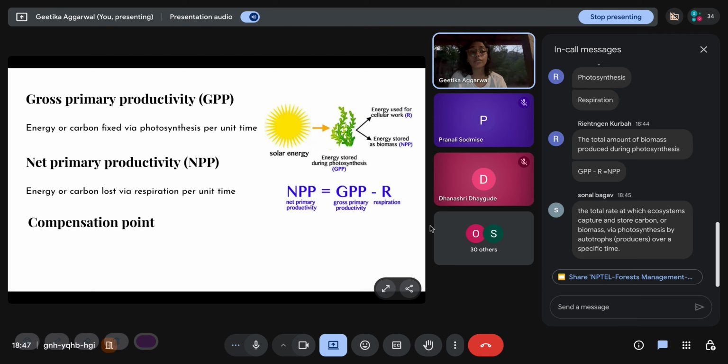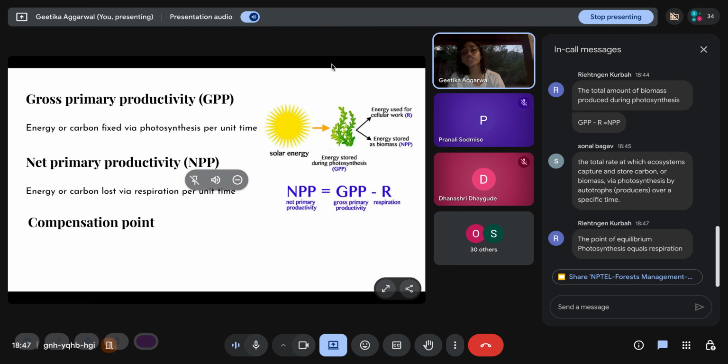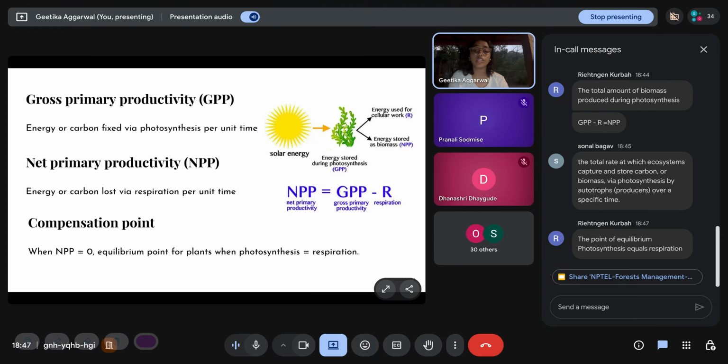So compensation point is the point of equilibrium when photosynthesis and respiration become equal to each other. So when the net primary productivity is zero, it is the equilibrium point for plants when photosynthesis is equal to respiration, right? So that is all about GPP, NPP, and compensation point.